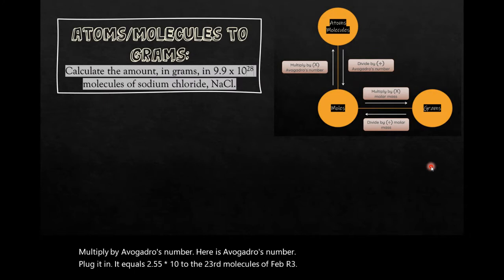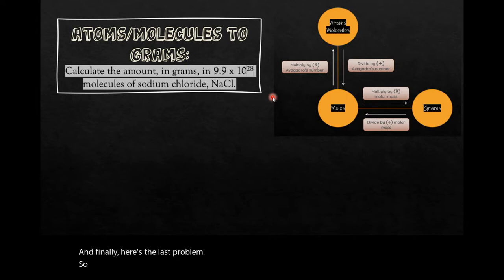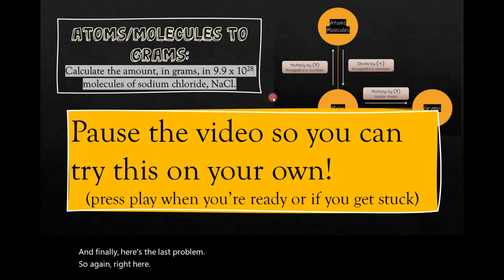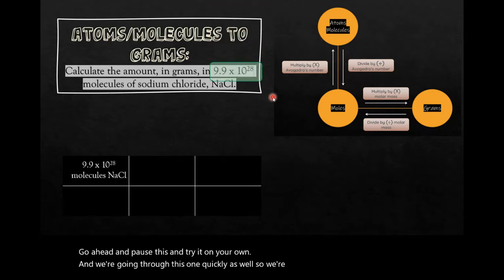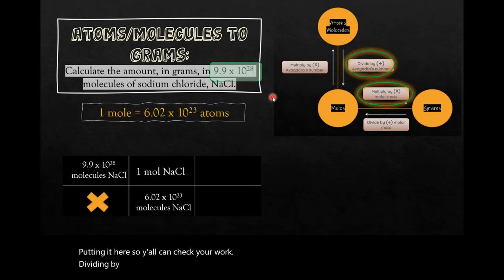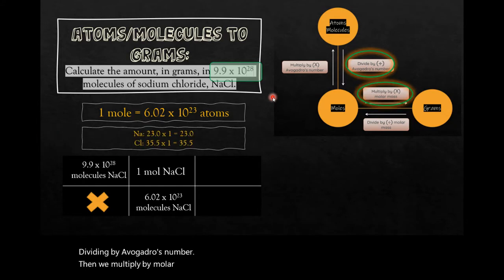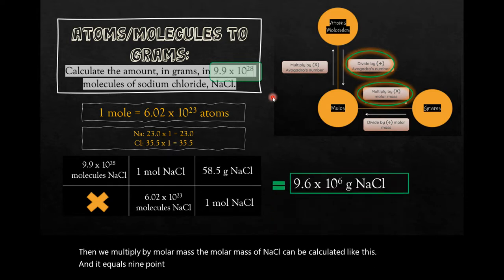And finally, here's the last problem. So again, right here, go ahead and pause this and try it on your own. And we're going through this one quickly as well. So we're taking this, putting it here so y'all can check your work. Dividing by Avogadro's number. Then we multiply by molar mass. The molar mass of NaCl can be calculated like this. And it equals 9.6 times 10 to the 6th grams of NaCl.